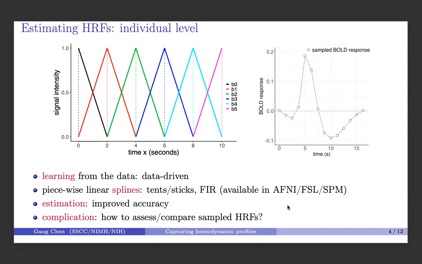Why are people not using this approach? Well, the challenge is not at the individual level, it's at the population level. The complication is that since we have many sampled time points for the hemodynamic response, how do we say something about the presence or absence of the hemodynamic response, right? If we have two HRFs, how do we compare them? That's the challenge at the population level.